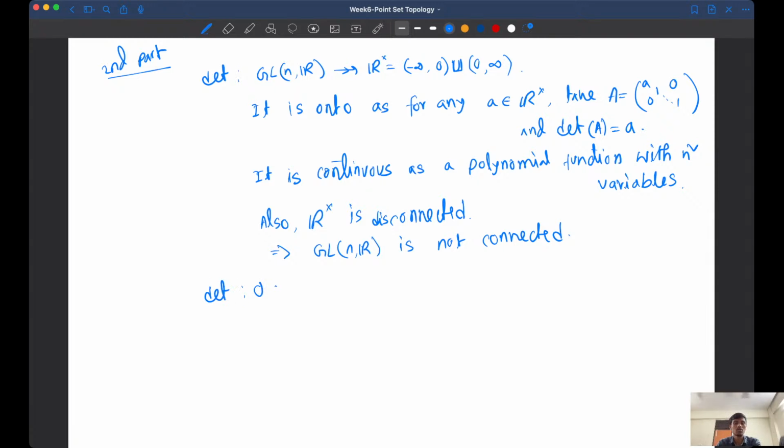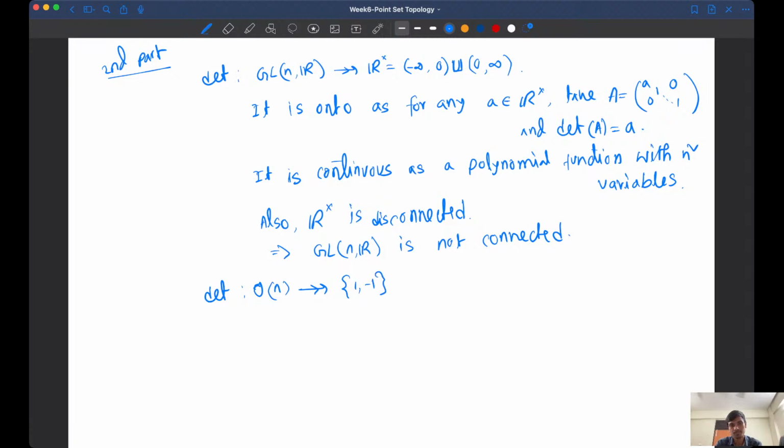So On consists of all matrices A such that A transpose A equals identity. So if you calculate from there, the determinant will always be +1 or -1, right? Because determinant of A transpose equals determinant A. So from here you can again take the onto map, in this case to {1, -1}, right? So again the same thing.